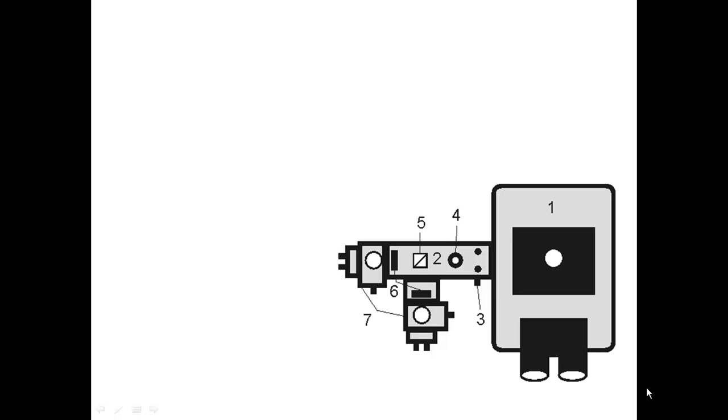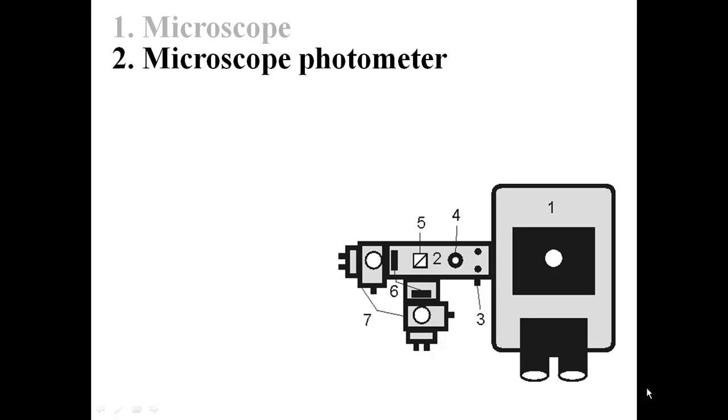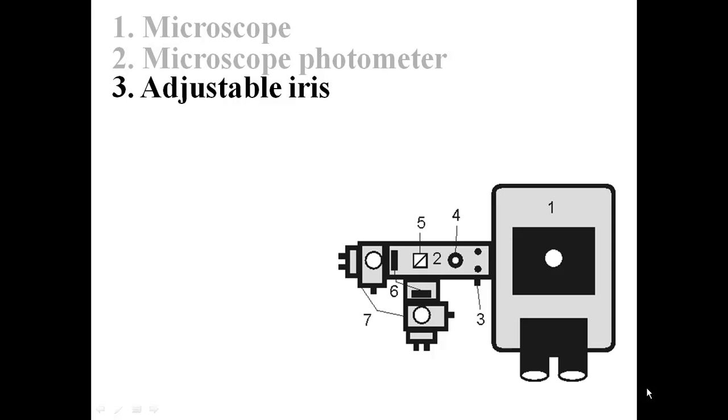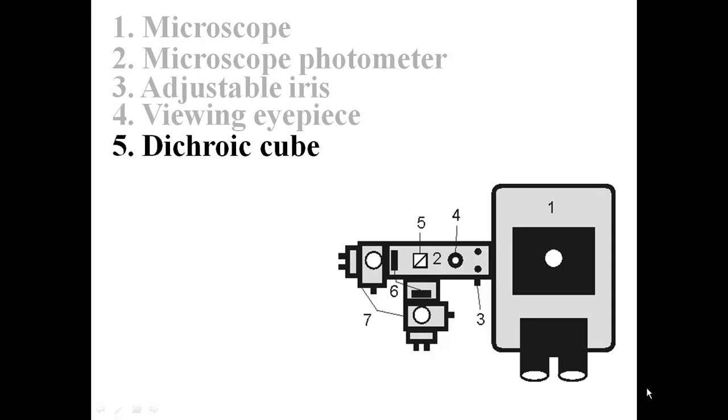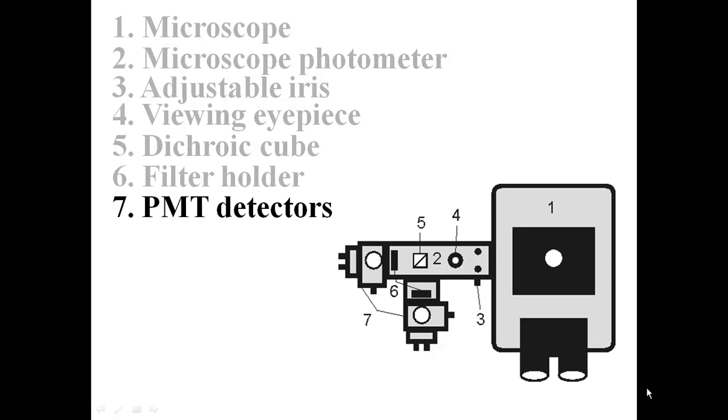You need to have a microscope, you have a microscope photometer, adjustable iris as before, viewing eyepiece to look at the cell, then you need to have a dichroic mirror. This mirror reflects the short wavelengths and transmits the long wavelengths. This is also called a beam splitter. And you need to have filter holders for filtering the desired wavelength of emission light, and you need to have, of course, two photomultiplier detectors.